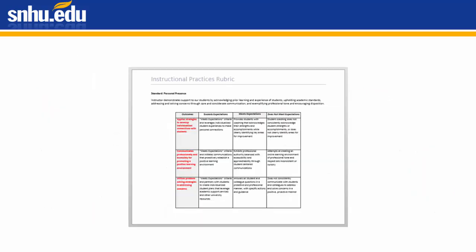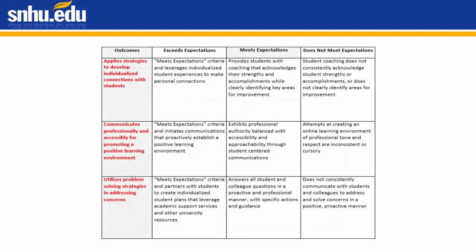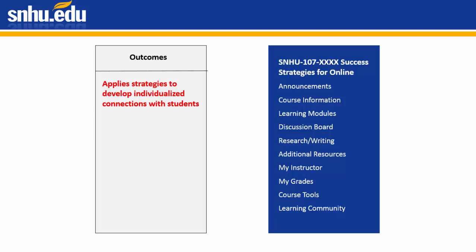Once you have an understanding of the key principles of personal presence, we can now look at the 3 outcomes of this standard. Outcome number 1 is apply strategies to develop individualized connections with students. A strategy here could be publishing an announcement that acknowledges a particularly difficult concept and clarifies content where students are having trouble grasping. Additionally, you can make efforts to develop connections with students within the discussion board, engaging individually with the student as well as connecting students with each other.